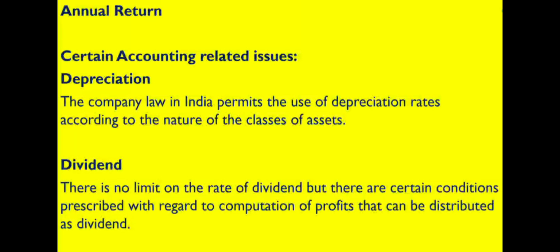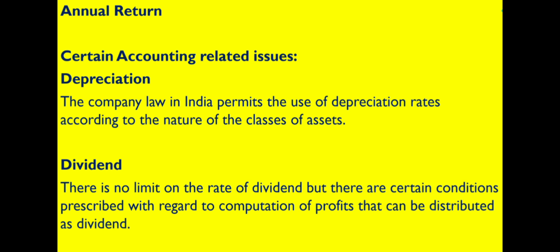Now let's talk about certain accounting related issues. Under this, the first is depreciation. The company law in India permits the use of depreciation rates according to the nature of the classes of assets. Assets can be depreciated either on the basis of straight line method, which is based on the estimated life of the asset, or on the basis of reducing balance method. The law prescribes the minimum rates of depreciation. A company may, however, provide for a higher rate of depreciation based on a bona fide technological evaluation of the asset. Adequate disclosure in the annual accounts must be made in this regard.